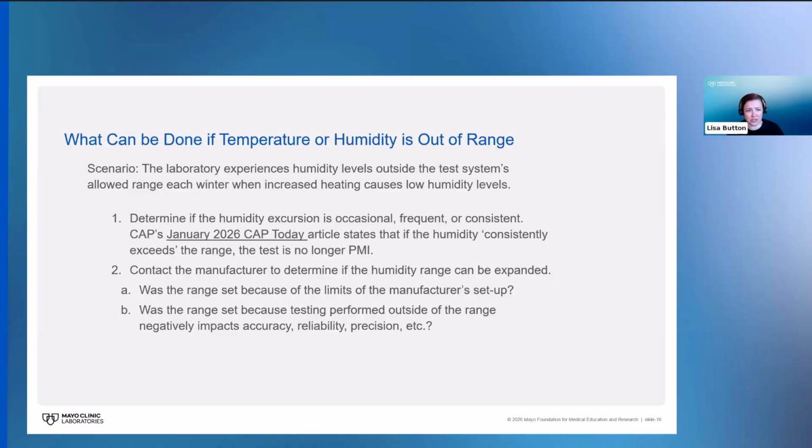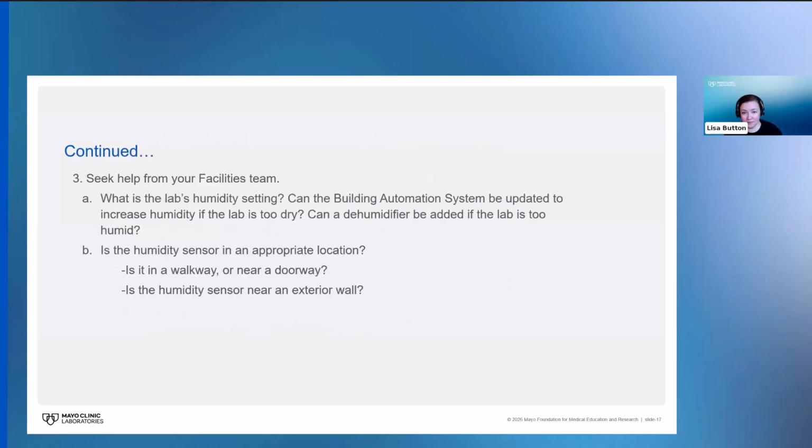And so some important questions that you could ask them would be, did they set that range for upper and lower humidity for that instrument? Because that was just the limits of that manufacturer's setup. They just couldn't get it to be more humid as they were testing. They couldn't get it to be any drier in that area. Was the range set up because they started to notice that testing performed differently, not as accurately outside of the ranges that they set? In that case, if it's impacting accuracy, reliability, or precision, those ranges are pretty hard set.